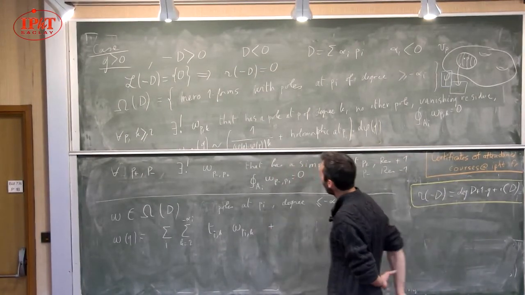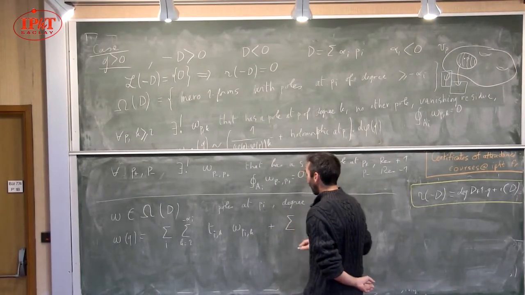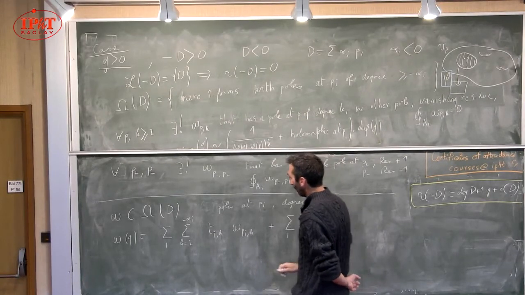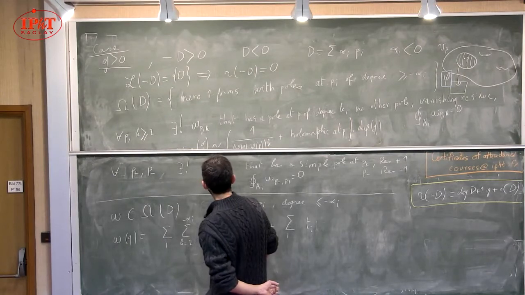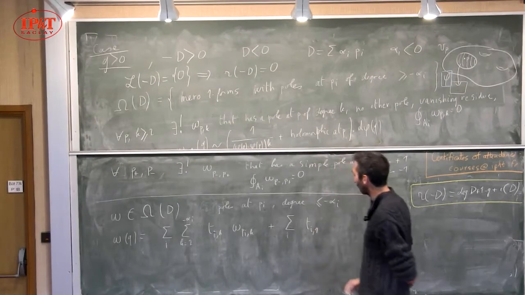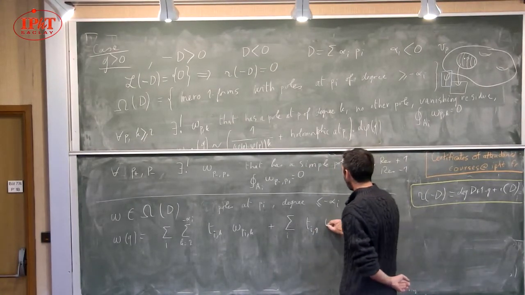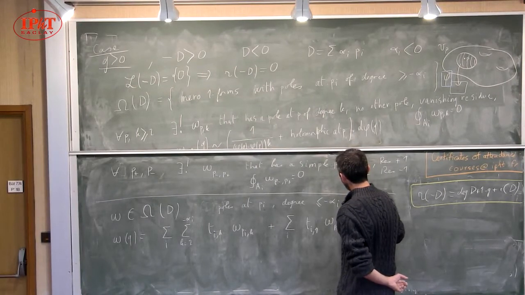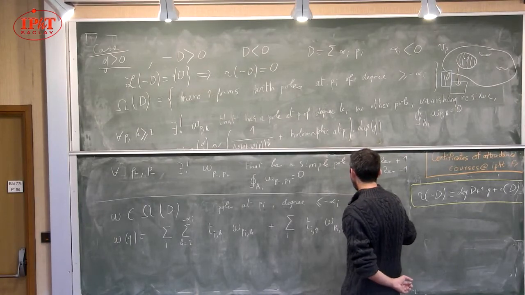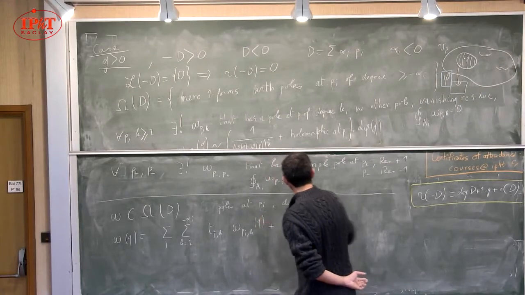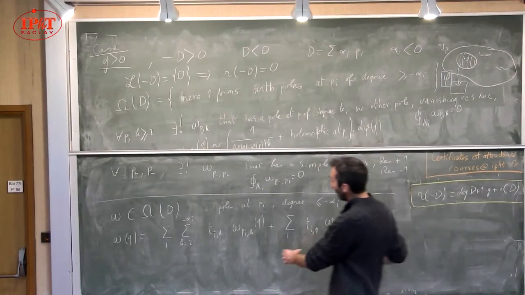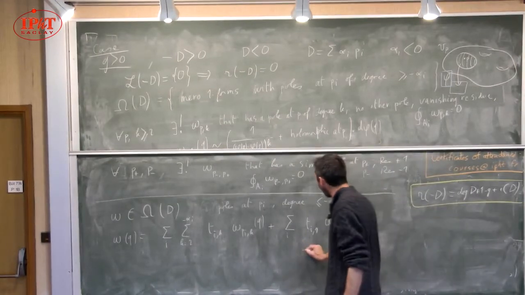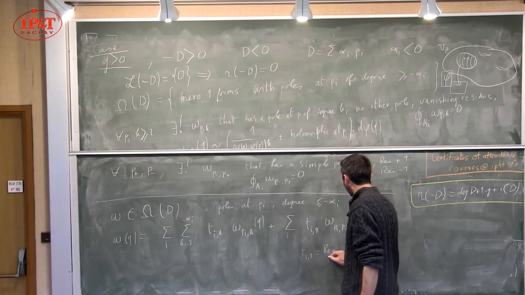Plus, while we know what the residues are, the sum over i of T_{i,1}, I note there is a shift by 1, of omega_{P_i,1}. So this is a combination of meromorphic forms, they all have the good poles. Where we define T_{i,1} as the residue at P_i of omega.